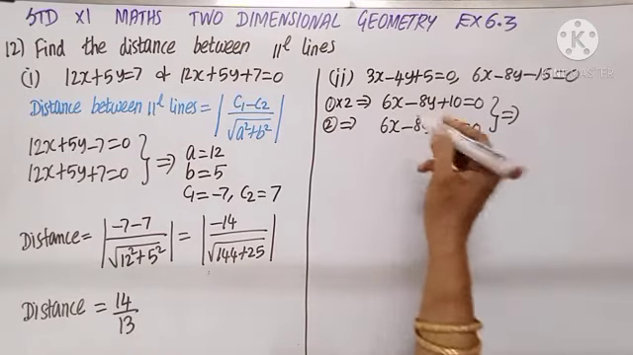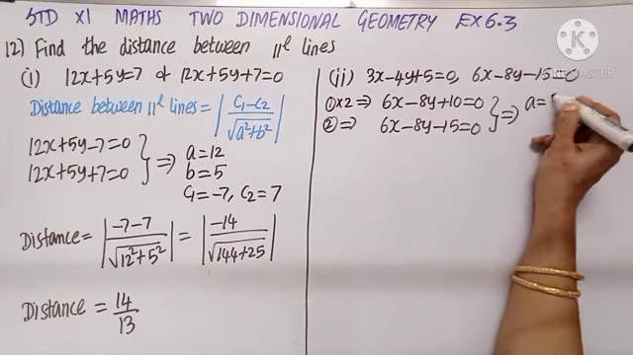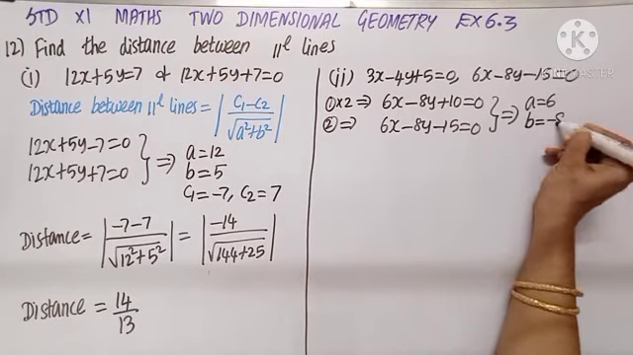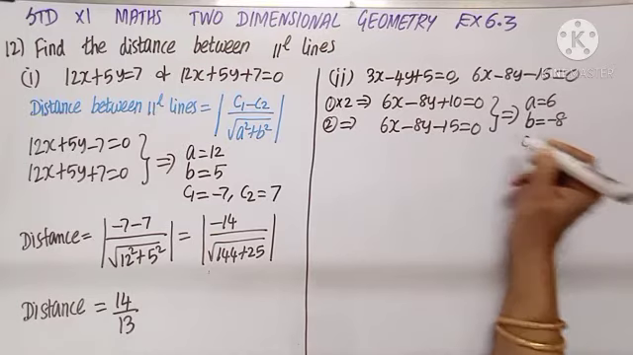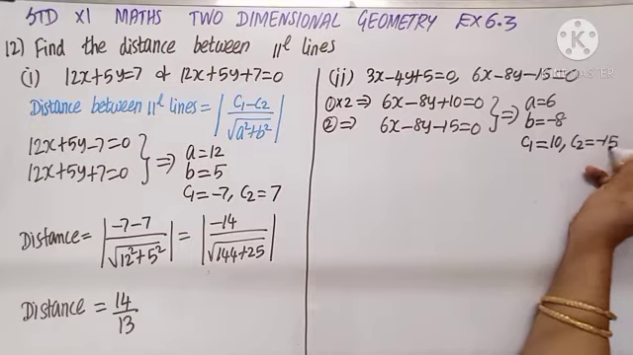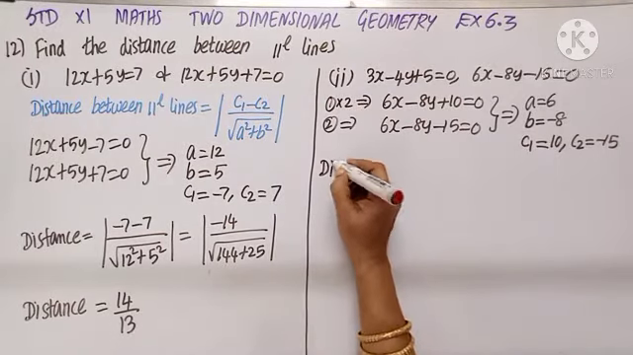Now let us compare. The x coefficient is the same, a is 6. The y coefficient is the same, b is minus 8. Constant 1 is 10, constant 2 is minus 15. Let us substitute in the formula.